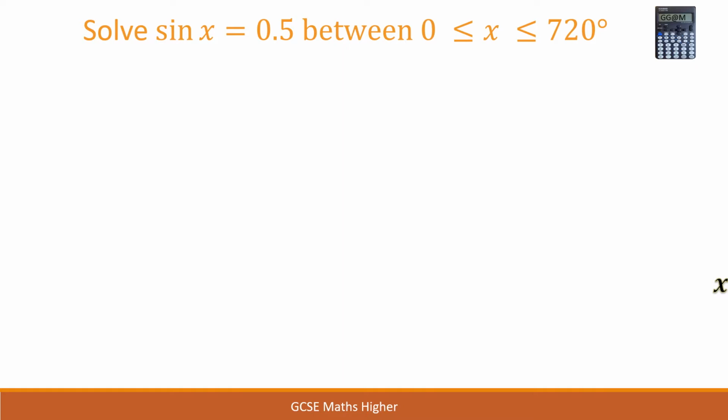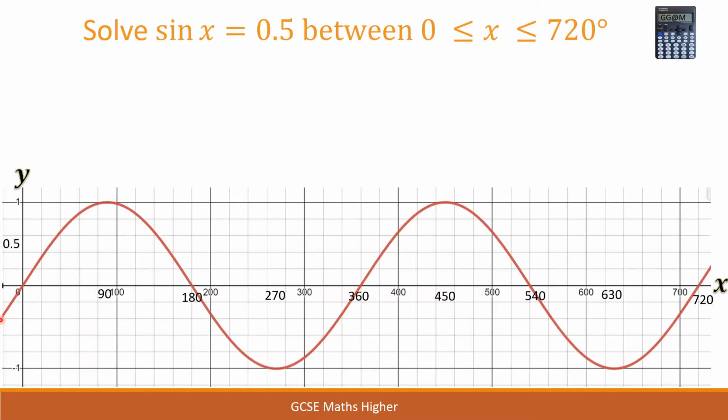Now we're looking at solving sin x equals 0.5 between 0 and 720. To be able to do this, we're going to draw the graph of y equals sin x between 0 and 720. So this axis here, this is my sine graph.